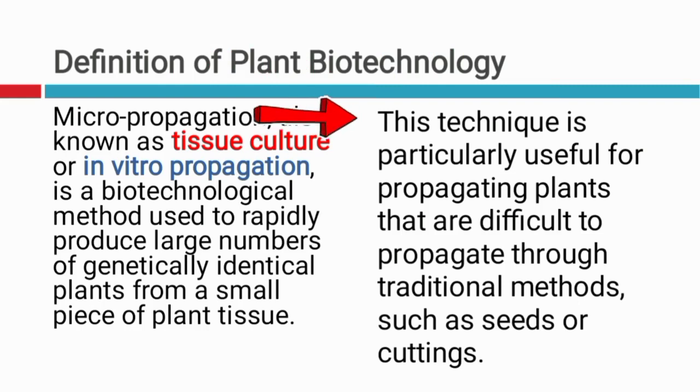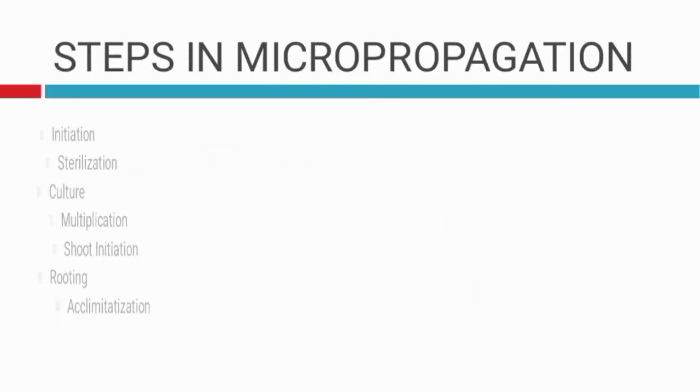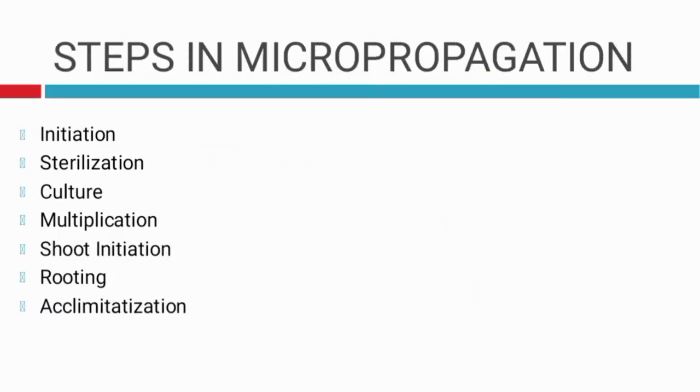This technique is particularly useful for propagating plants that are difficult to propagate through traditional methods such as seeds or cuttings. And in micropropagation, we have some steps you have to take note of. The first step is the initiation, and then of course the sterilization, culture, multiplication, shoot initiation, rooting, and acclimatization.